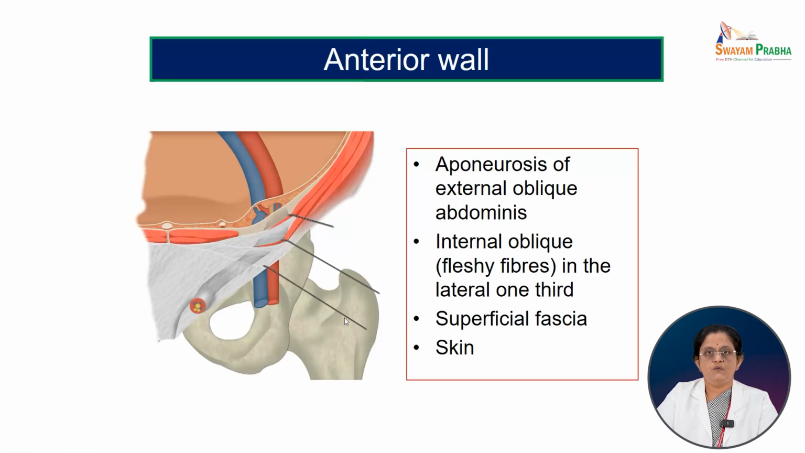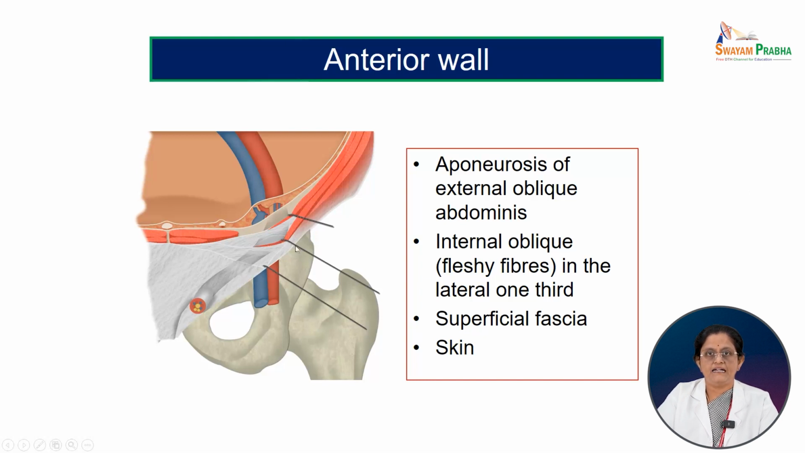Now we will look at the boundaries of the inguinal canal. In the further slides, we are going to discuss the boundaries. This is the inguinal canal, the oblique passage or the intermuscular passage. You have an anterior wall, a posterior wall, then a roof and a floor. We are going to look at the various boundaries in detail.